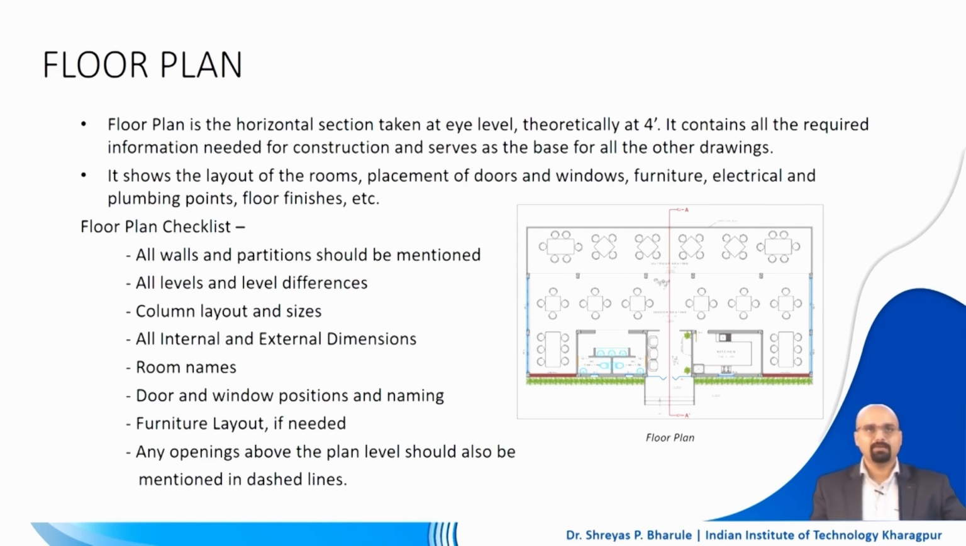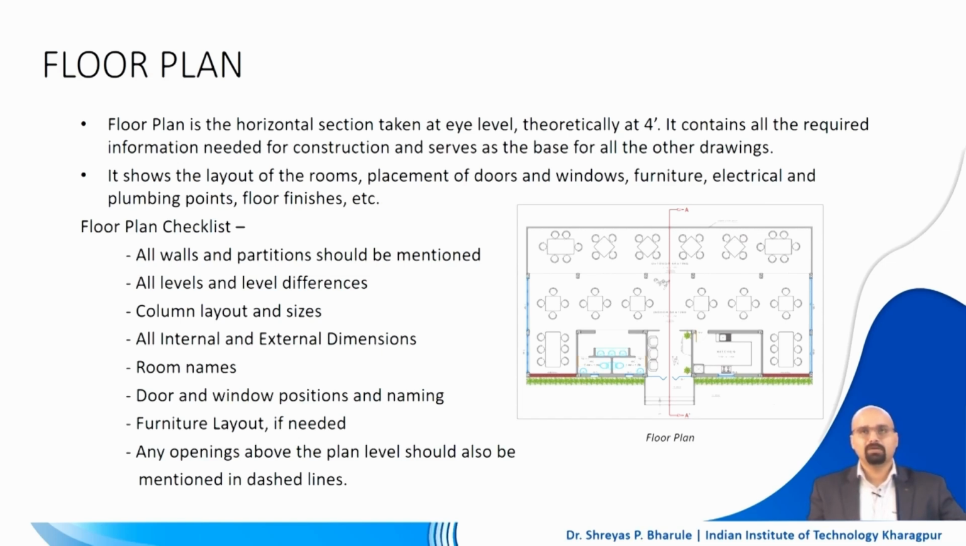So what all do we have in a floor plan? If we take it up as a checklist, we will have all the walls and partitions to be mentioned. So all the partitions which can be moved or which are there, which will be permanent partitions inside or temporary partitions inside, they are to be put in the drawing, right.